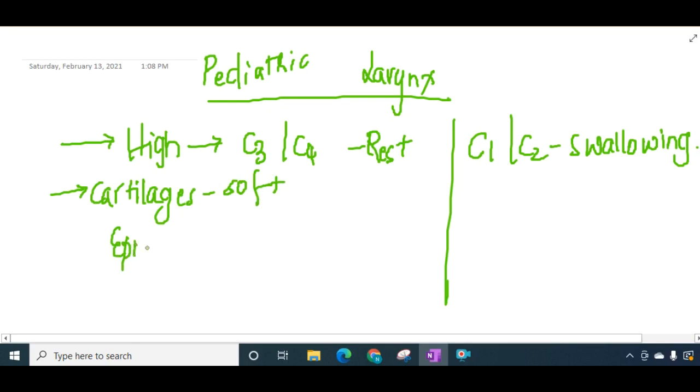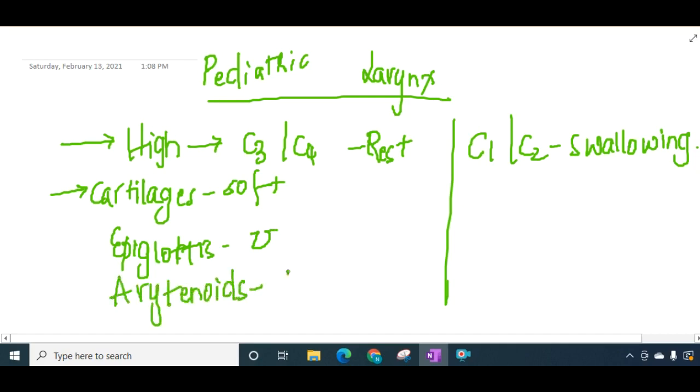The epiglottis is omega shaped most of the time, and the arytenoids are relatively large, covering the entire portion. Epiglottis is omega shaped, and arytenoids are large in a child's larynx.